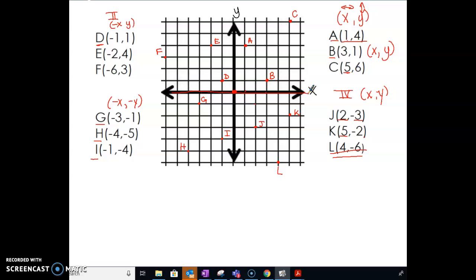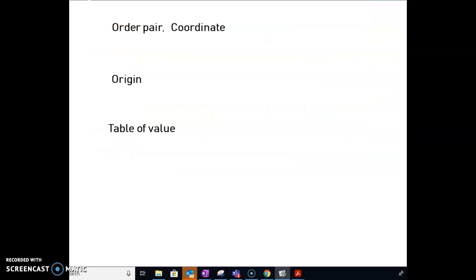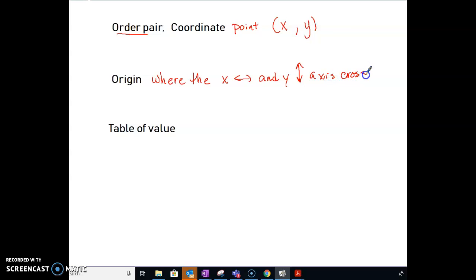Now what I'd like you to do is write a few vocabulary words on the bottom of your page that you need. An ordered pair is also called a coordinate point. The x value is first and the y value is second. That's how you find a point on the grid. The origin is where the axes cross, the x, the horizontal, and the y, the vertical axis. It is the point 0, 0.